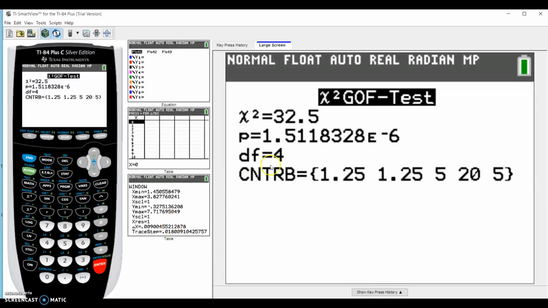We press calculate, and so this gives us both our chi-squared and our p-value here. This down here, this contribution, this is telling us the contribution to chi-squared for each of the terms. If we add all these numbers up, we should be getting chi-squared. And so what we're noticing here is that that fourth entry is contributing the most to chi-squared. So that was the value that was most different from what we expected it to be.